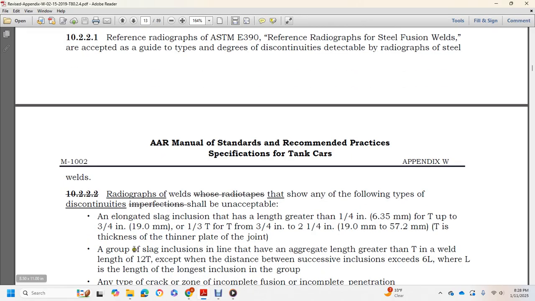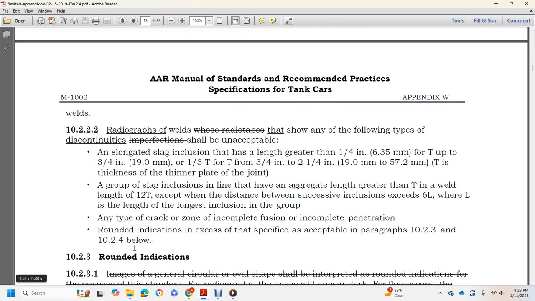Elongated slag inclusions with a length greater than 1/4 inch for T up to 3/4 inch, 1/3 T for T from 3/4 inch to 2 1/4 inch. T is the thickness of the thinner plate of a joint. A group of slag inclusions in a line, where the aggregate length is greater than T in a length of 12 T.